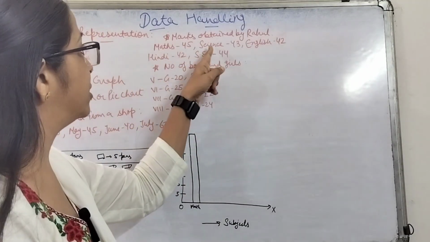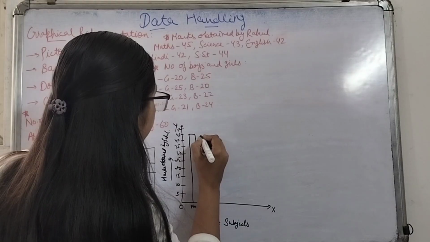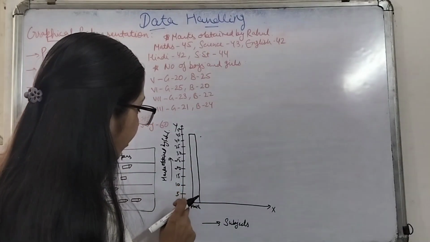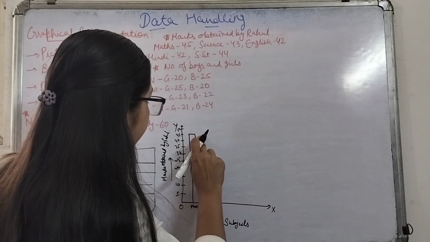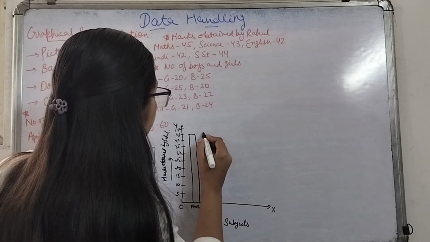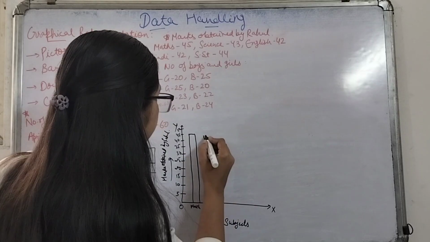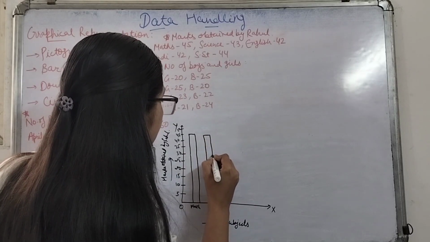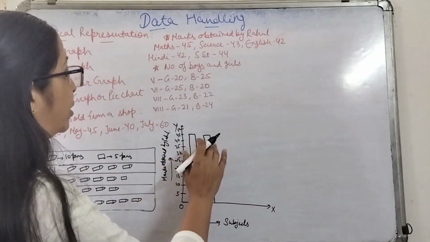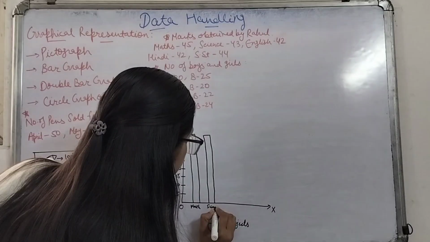Now the next is your science. Science 43. So it will be here, somewhere here, 43. The distance between, whatsoever the distance we have taken from here to here, the same should be between the first bar and the second bar also. So it will be somewhere here, 43 marks. And width of all the rectangular bars should be same. We will be making it using a ruler, so it will be accurate in that case. It is your marks obtained in your science.